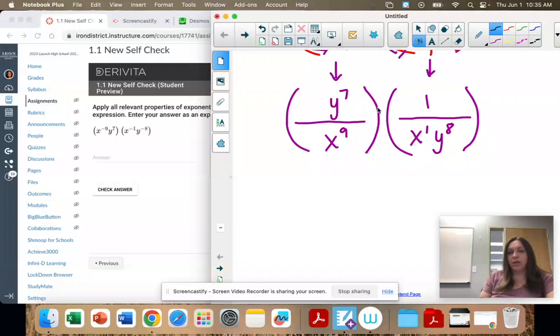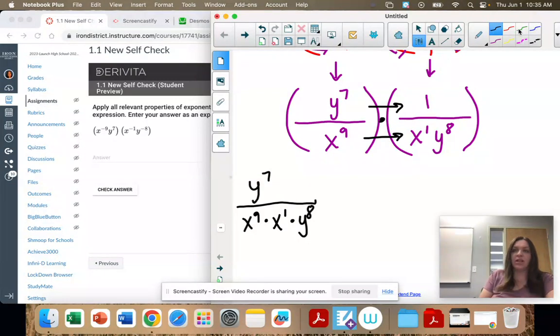So when we multiply fractions, remember we multiply straight across. So the numerator is pretty easy. Y to the 7th times 1. Just y to the 7th. Then on the denominator, we have x to the 9th times x to the 1st times y to the 8th.